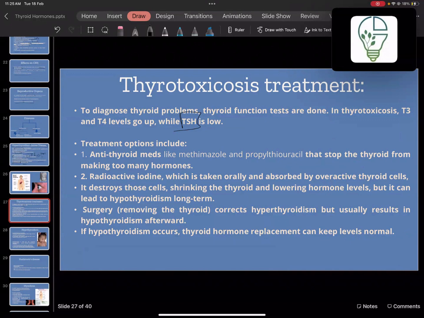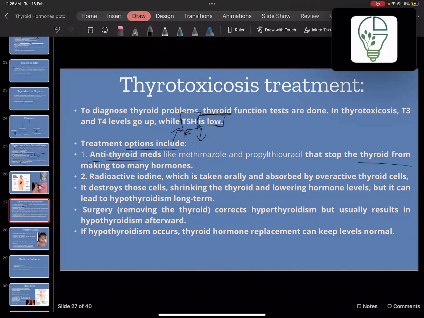So is it a problem with the pituitary gland, or is it a problem with the thyroid itself? If TSH is high, then it's a problem with the pituitary gland. And if it's low, like in Graves' disease, then it's a problem with the thyroid itself, or something's affecting the thyroid only.